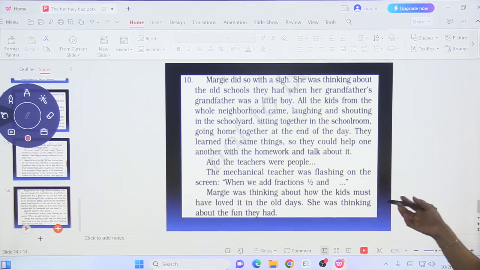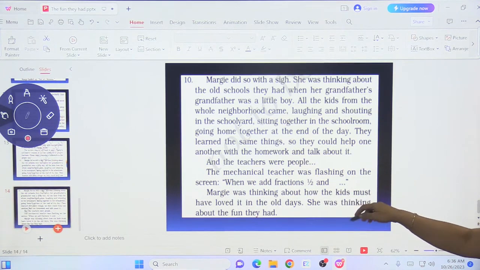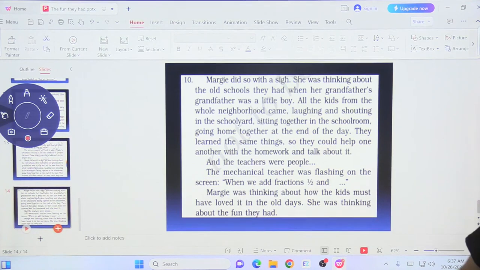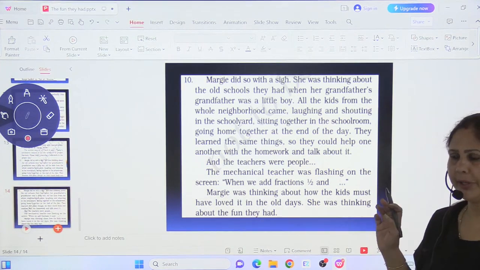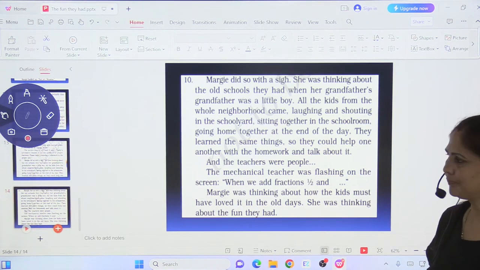So there was a boring, monotonous lecture going on the computer screen, the lecture of mathematics, and she was learning fractions. Margie was thinking about how the kids must have loved it in the old days. She was thinking about the fun they had. What was actually going on in her mind was how these children at that point of time enjoyed the school and had so much fun.